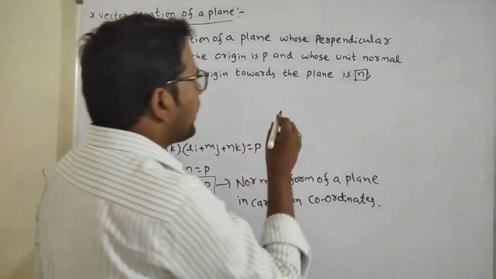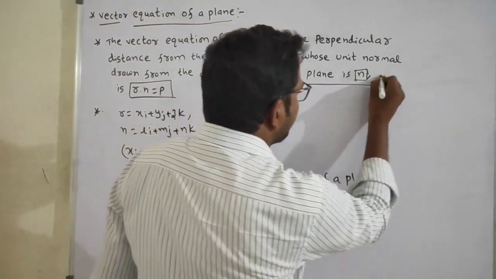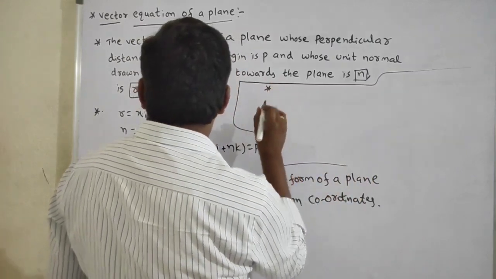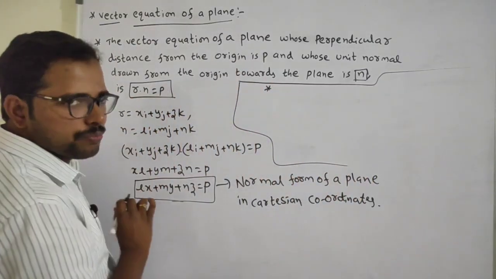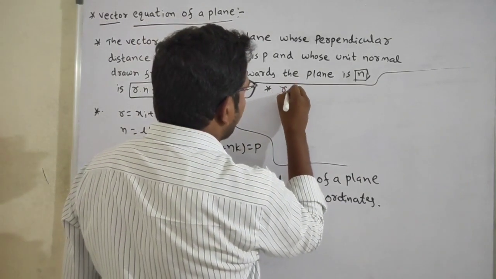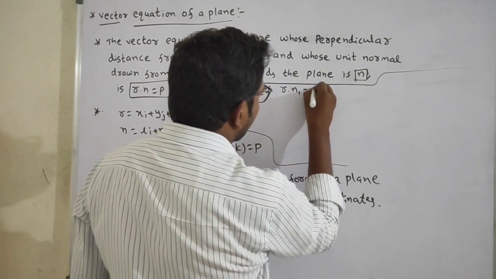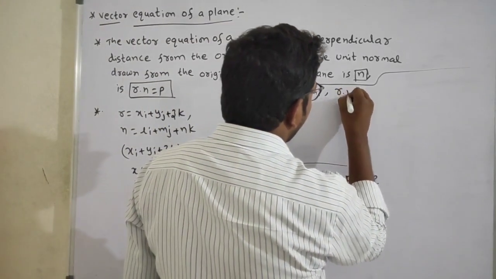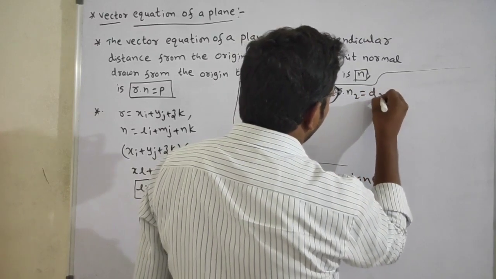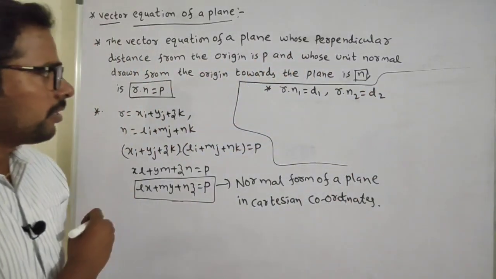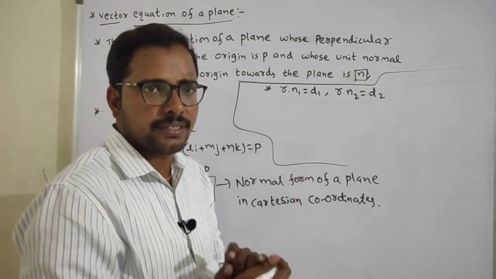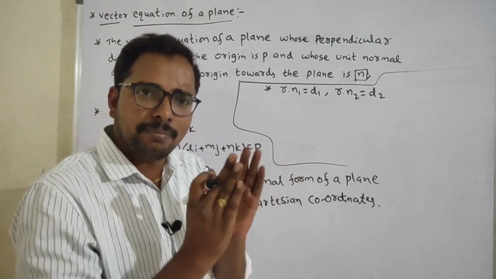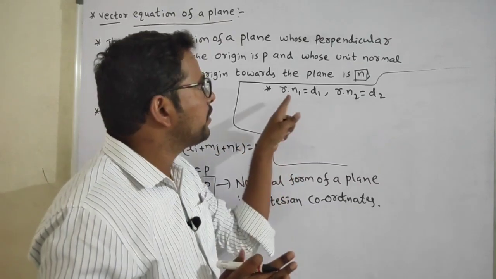Now we have to find the angle between two planes. This is a very important formula. Suppose the general form of a plane is R dot n is equal to P. Suppose I take the first plane R dot n1 is equal to D1, and the second plane R dot n2 is equal to D2. Now we have to find the angle between two planes. Angle between two planes is nothing but the angle between two normals.